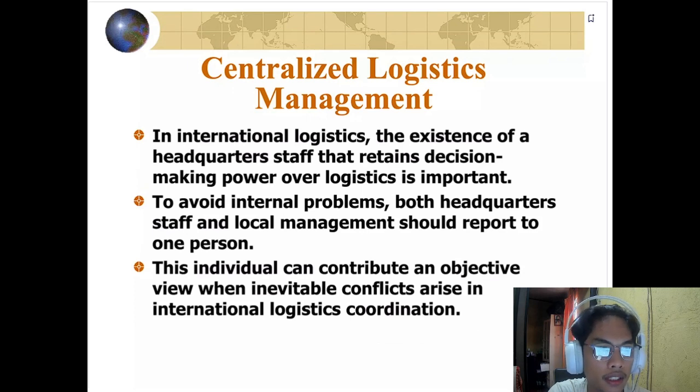So the next one is centralized logistic management. In international logistics, the existence of headquarters staff that retains decision-making power over logistics is important. To avoid internal problems, both headquarters staff and local management should report to one person. This individual can contribute an objective view when inevitable conflicts arise in international logistic coordination.